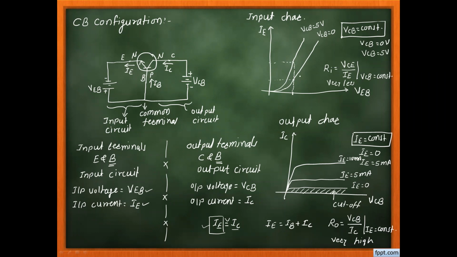Number six, the input circuit characteristic is drawn between input circuit voltage and input circuit current. For that, we have to keep the output circuit voltage constant. And the graph is just like a forward bias, so the input circuit voltage is very, very less according to that formula and the graph. Number seven, the output characteristic is drawn between output circuit voltage and output circuit current. For that, we have to keep the input circuit current constant. And it is observed that the output resistance offered by the common base configuration is very, very high. Is that clear? So it's my request to all of you, please take a screenshot of it.